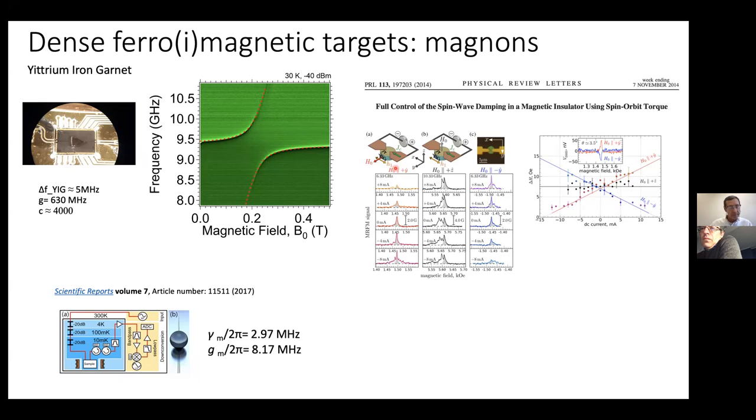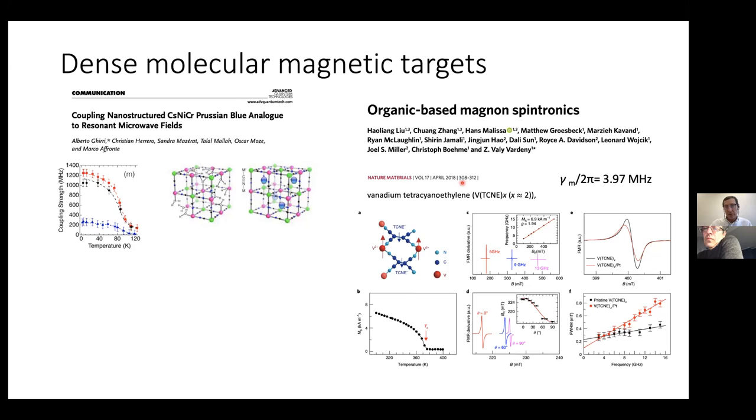Since I come from the field of molecular magnetism, let me also show this recent research, one from my group, another one from the American group. These are two ferrimagnetic molecular systems. They are both Prussian blue analogues of metal centers. And you can see that also in this case, you can achieve a very high coupling strength.